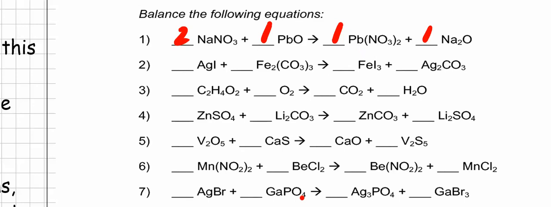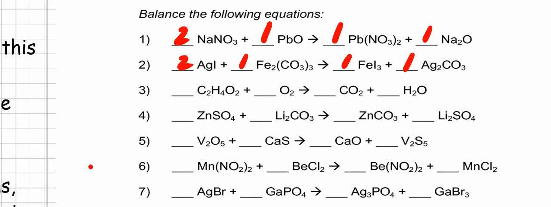Okay, so it's balanced. Let's try another one. 1, 1, 1, 1. Make sure you have a good eraser because those may have to go away. We'll see. How many silvers do I have on the left? 1. How many do I have on the right? 2. So I'm going to have to change this to a 2, just like that.